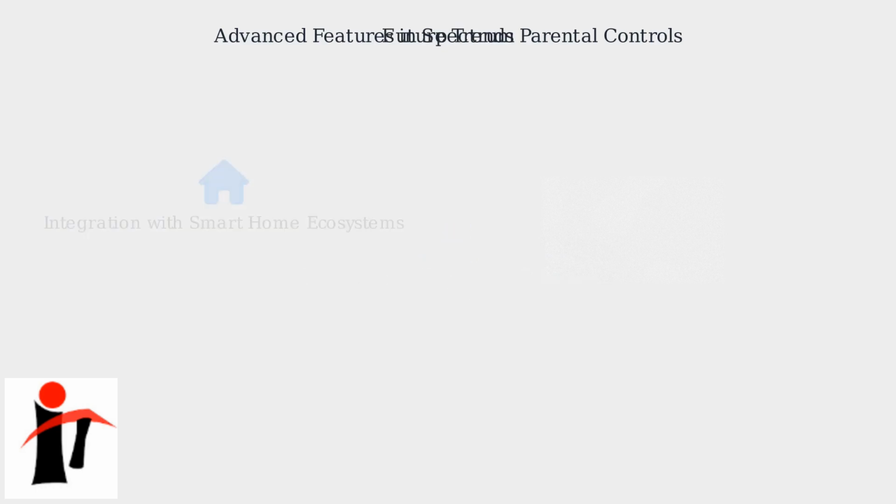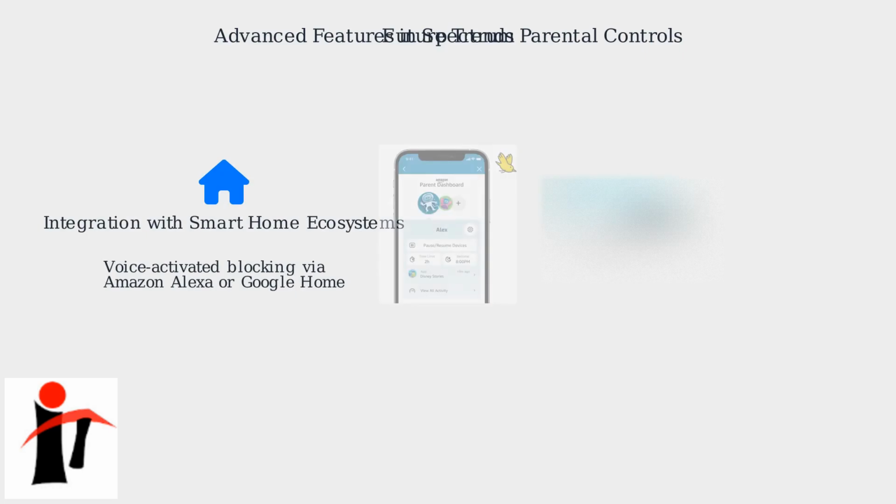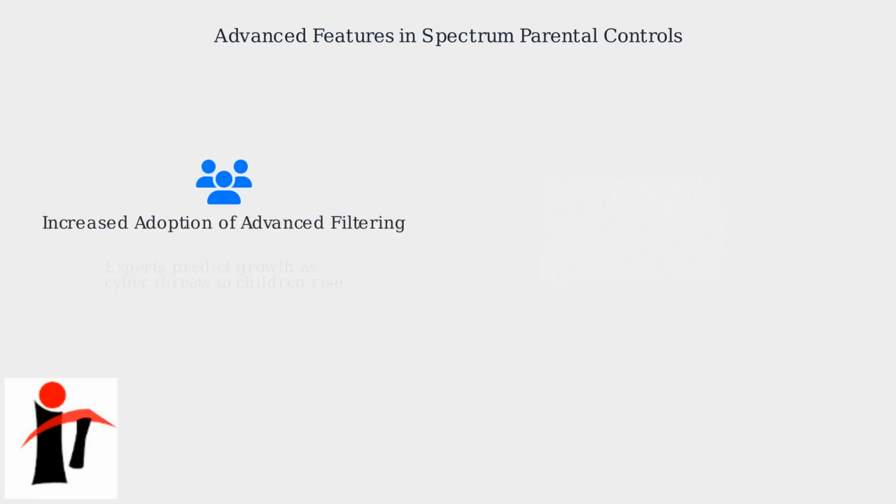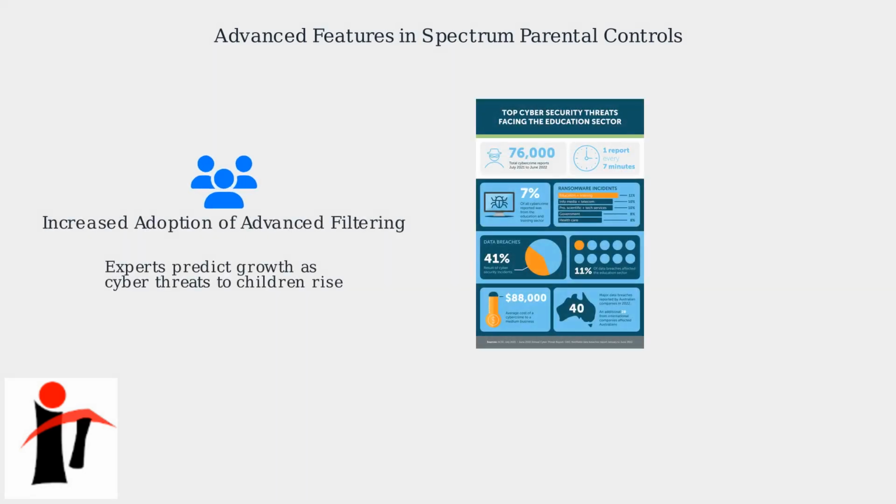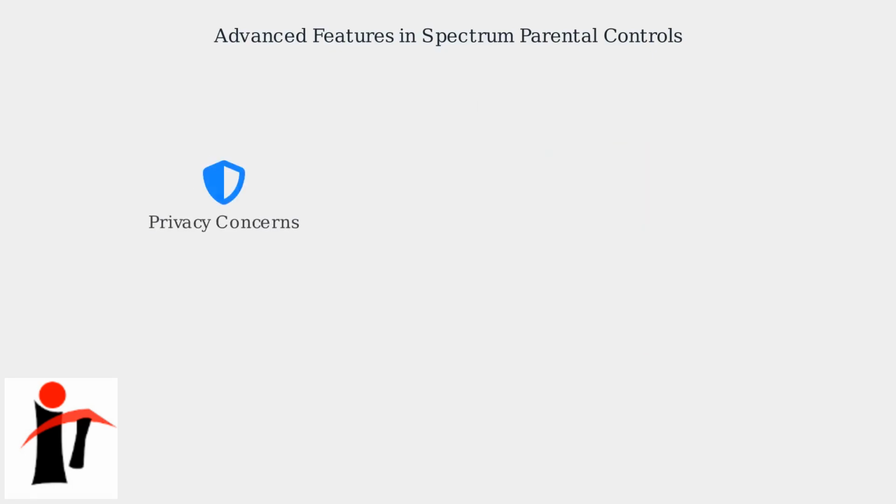Looking ahead, expect deeper integration with smart home ecosystems, potentially allowing voice-activated blocking via devices like Amazon Alexa or Google Home. Experts predict increased adoption of advanced filtering as cyber threats to children rise. However, be aware of privacy concerns related to data collection and user consent.